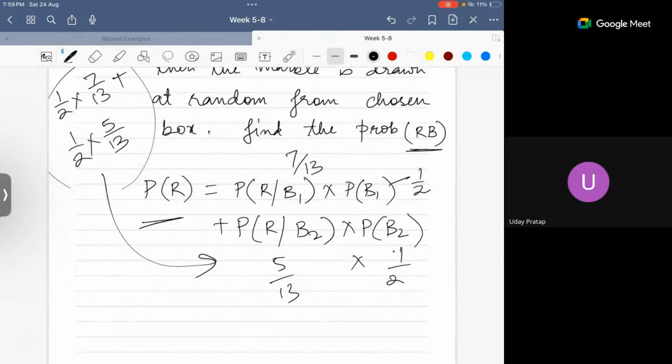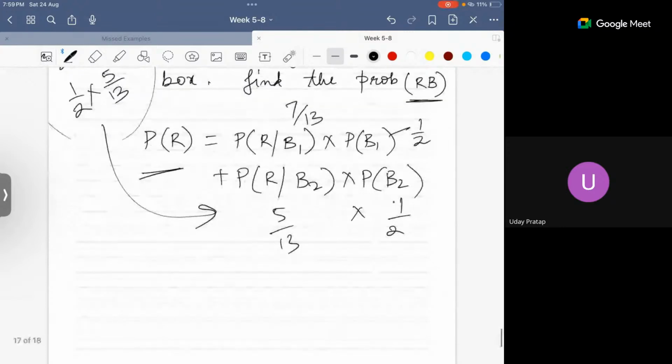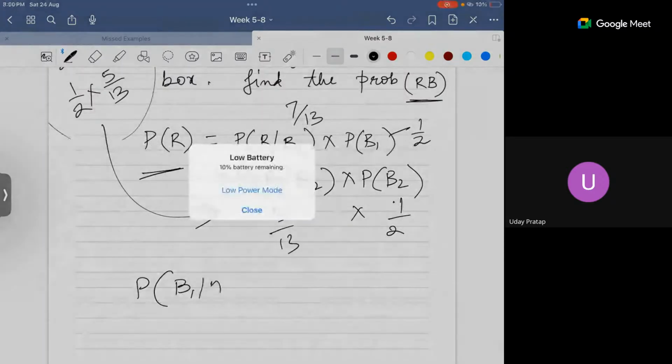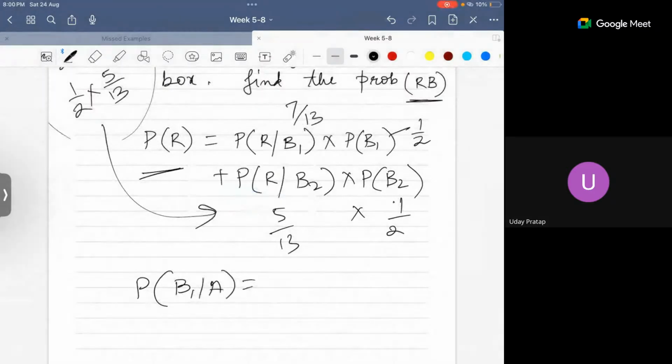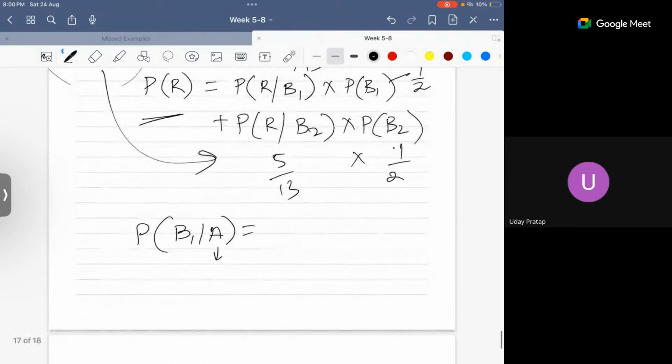So here, what do you have to use? You have to use a formula such that probability of B1 given A. This is what you have to calculate. B1 is what? A is what? Our red ball event, correct. So you'll have to calculate the probability of B1, where B1 means the red ball is being chosen.